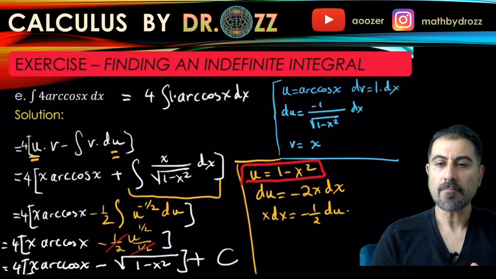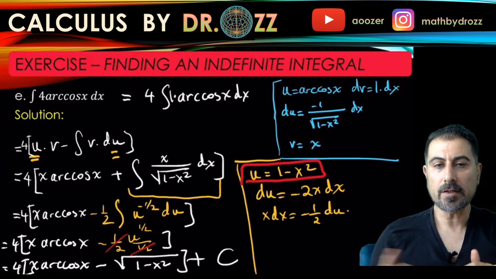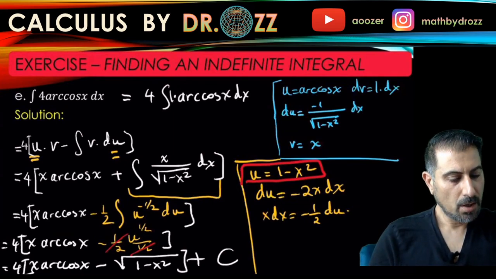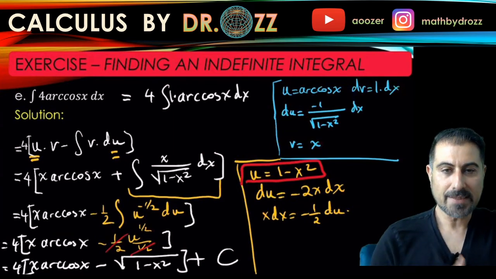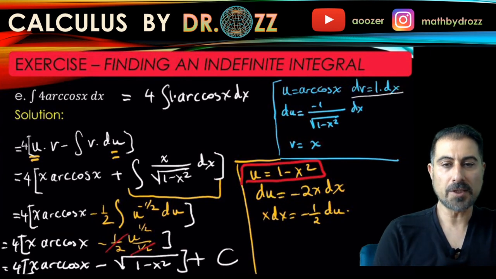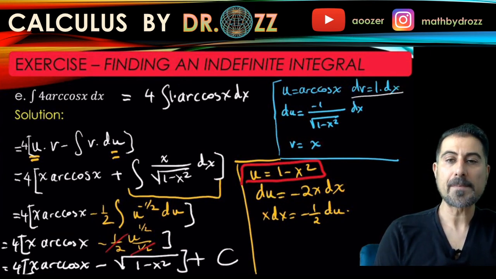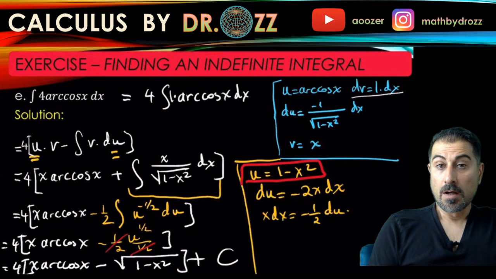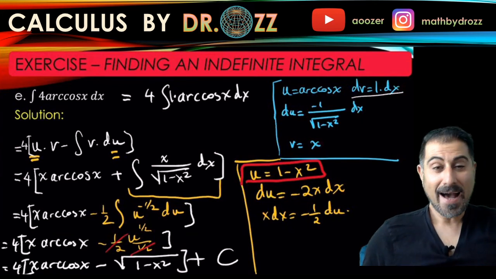If you did not pull it out, you would probably call dv to be 4 dx, and then 4 would be carried forward automatically all the way. All right, that takes care of part E.